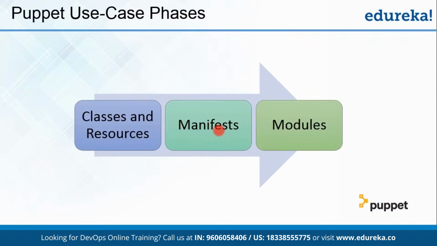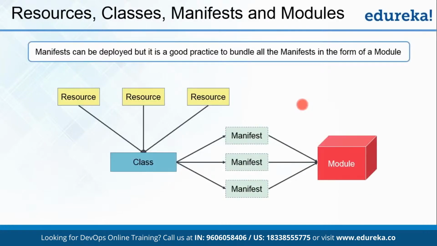Let us move forward, and before actually doing this, it is very important for you to understand certain basics of Puppet, like the code basics: what are classes, resources, manifests, modules, all those things. We'll move forward and understand those things one by one. First of all, I'll explain resources, classes, manifests and modules separately. But before that, let me give you an overview of how they work together.